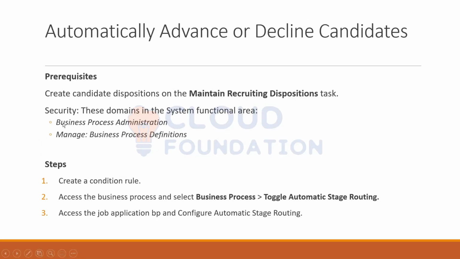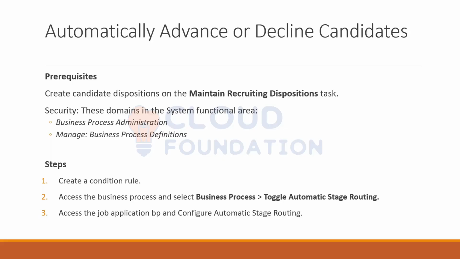Now the next feature is automatically advance or decline candidates. So what does this mean? Any idea? It means the recruiter doesn't have to manually move the candidate from one stage to another. Automatically, it will be either advanced, meaning moved to the next stage, or declined.